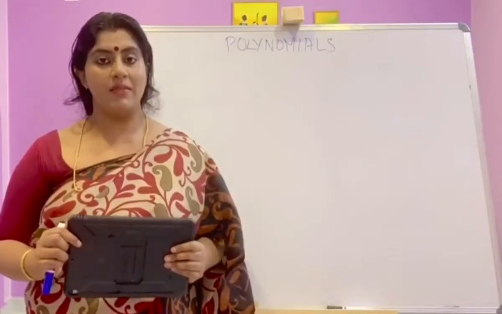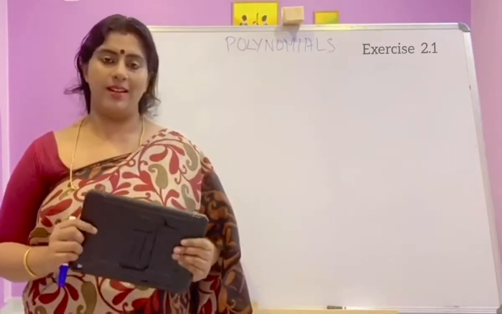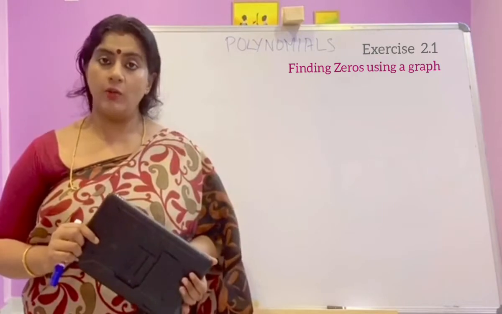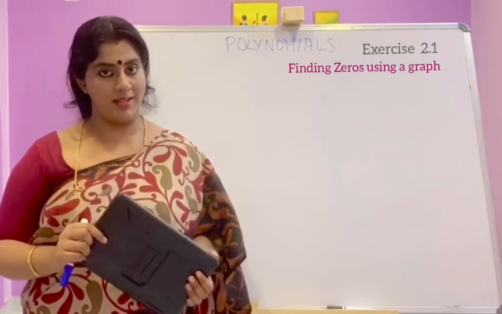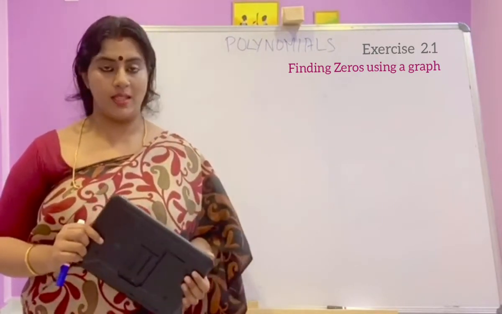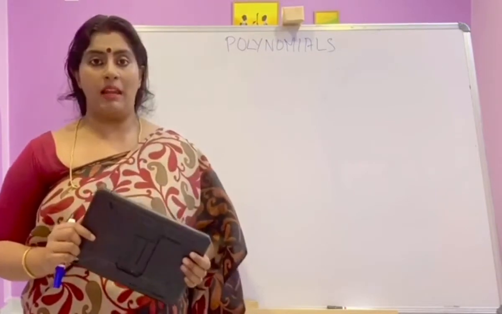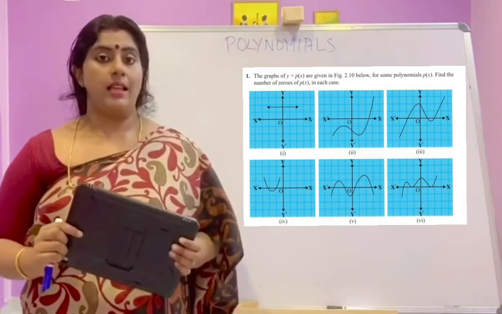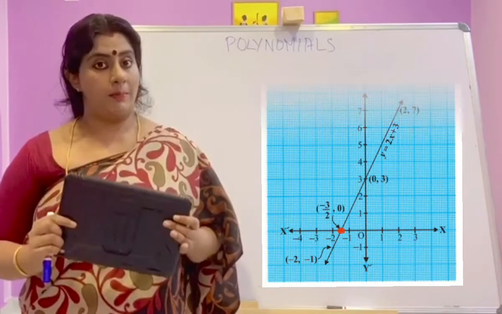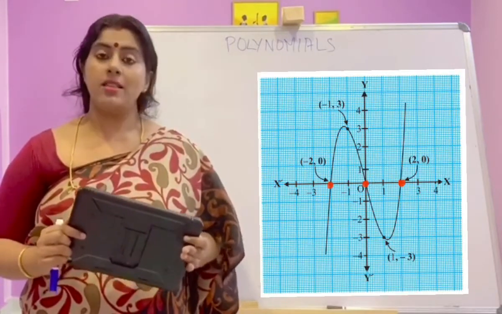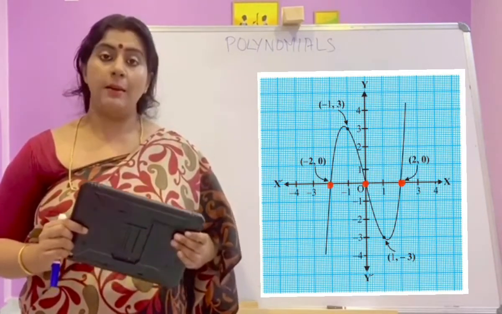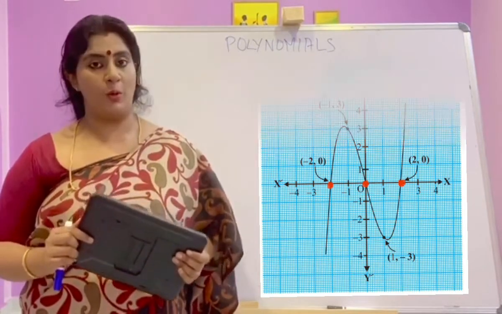Namaste. Today we will learn exercise 2.1. Before, we learned how to read a graph of polynomials and to find their zeros. A zero of a polynomial from the graph is the point where the straight line or the parabola or curve passes through the x-axis. That point is called a zero of the polynomial.